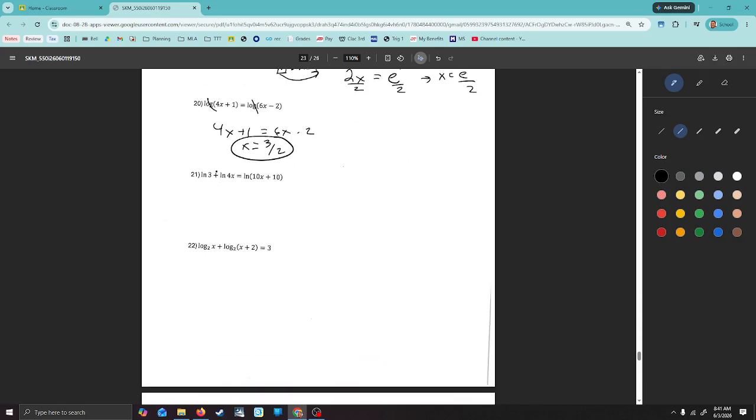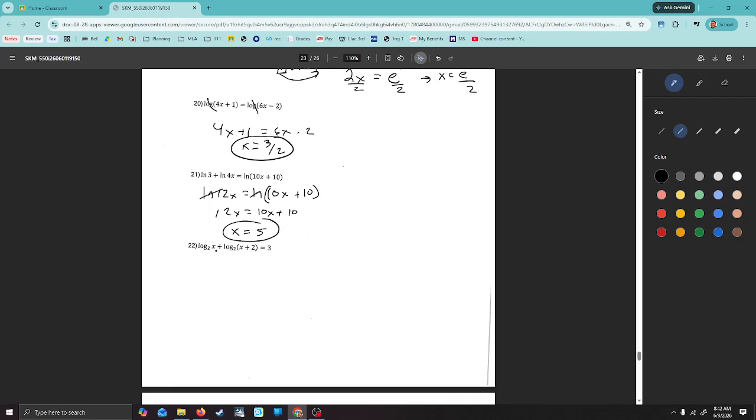Over here, because this is plus, I first have to combine these before I cancel out. So when I combine them, it's going to be 12x. So ln 12x equals ln 10x plus 10. Now I can cross out the ln's. So 12x equals 10x plus 10. Subtract 10x on both sides. 2x, and then divided by 2, x equals 5.